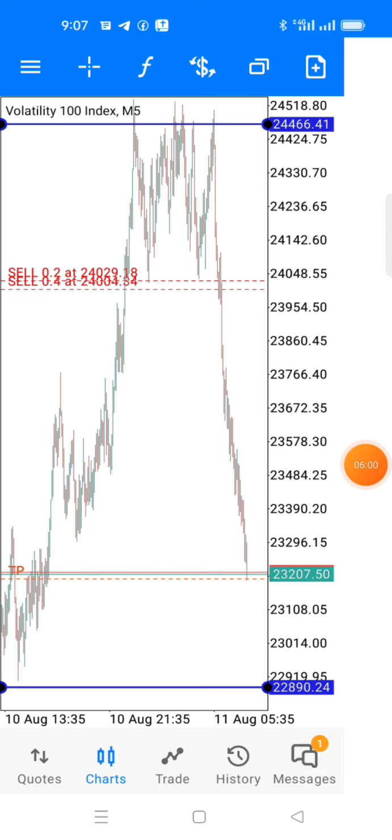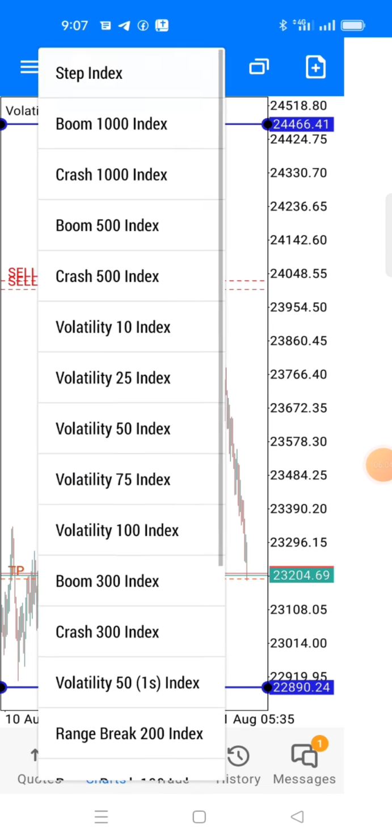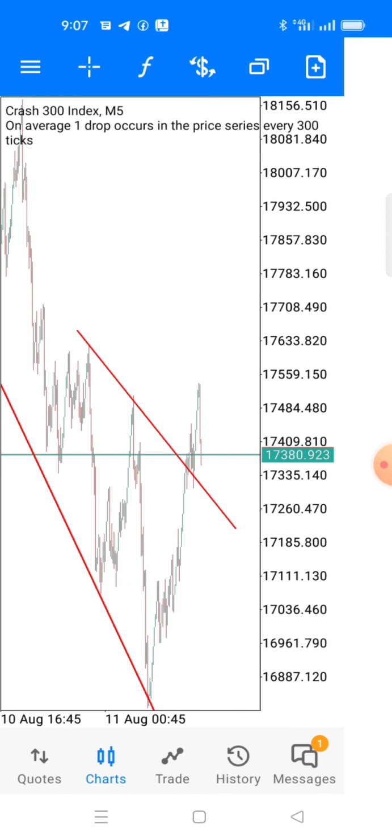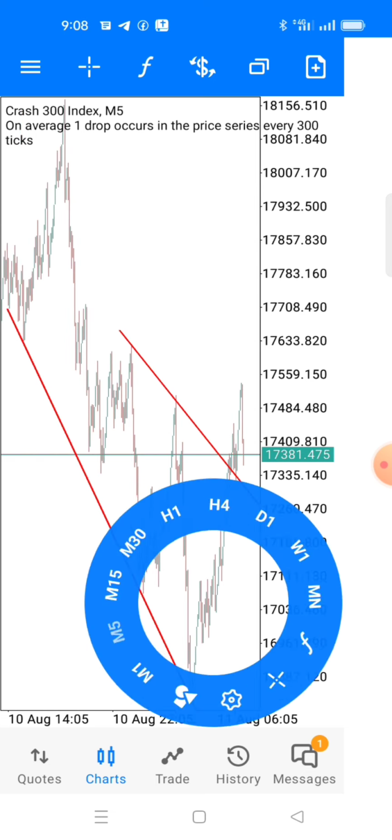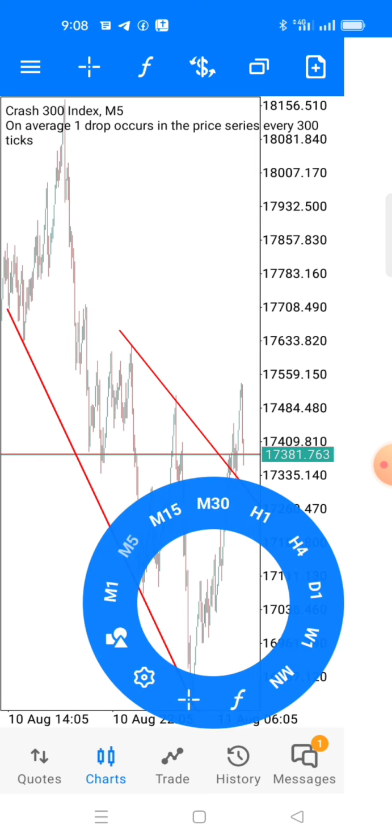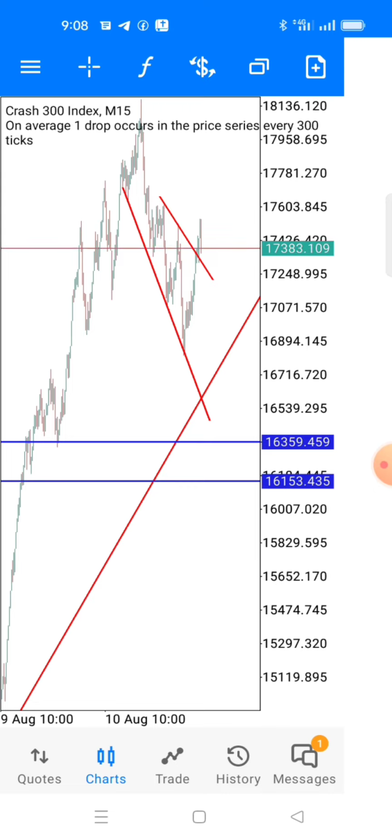So you see that. Let us check other pairs and see if there's other things we can see. Coming to Crash 300, here's Crash 300. This trade, you could see my drawing here. If you watch this drawing, you understand that I had to draw this internal trend line. You can see that. So that is what made it a buy.